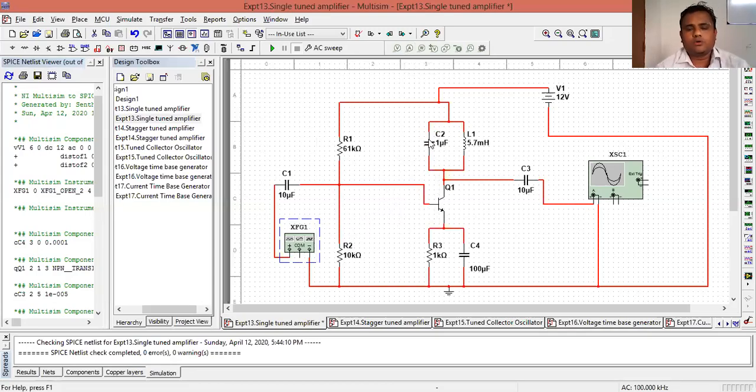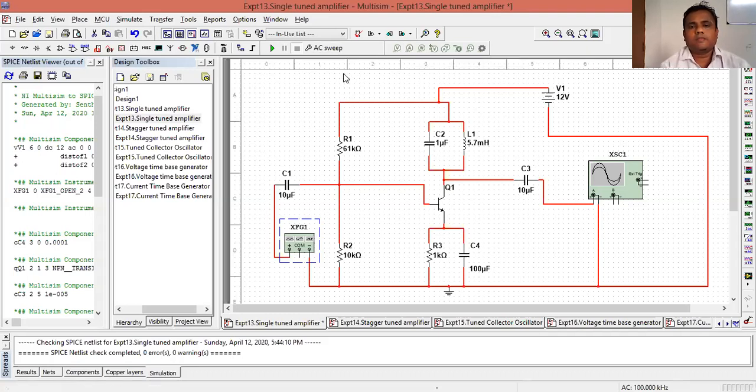Welcome to tutorial 12 on electronic circuits lab using Multisim. It's a single tuned amplifier. In the single tuned amplifier, the collector resistor is replaced by a tank circuit. The frequency of oscillation is determined by the values of L1 and C2. At the frequency of oscillation, at resonant frequency, you are getting the maximum peak value.